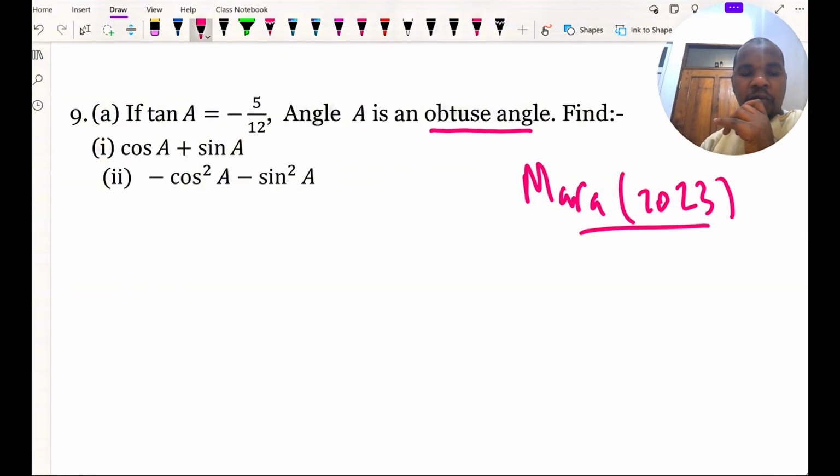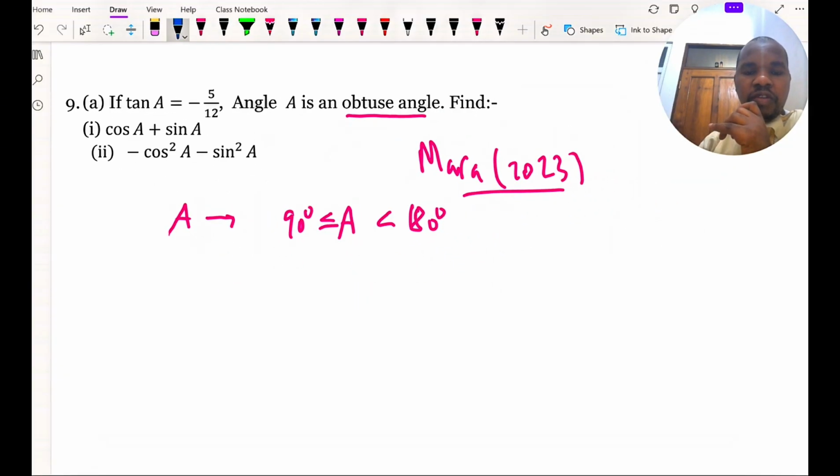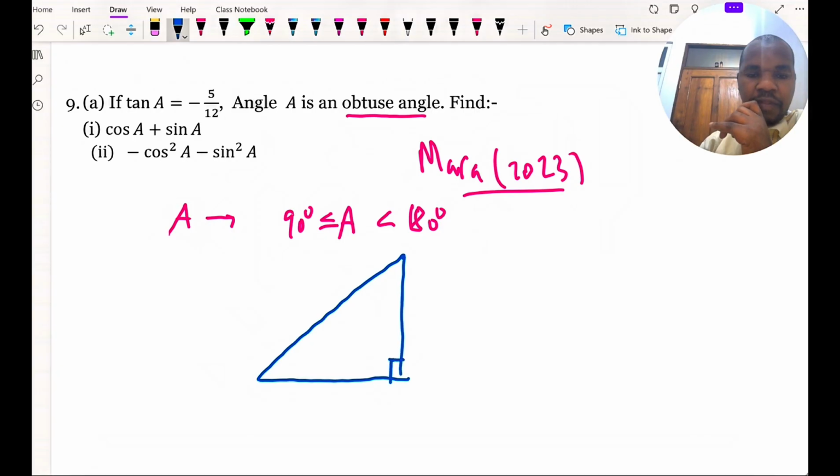The fact that A is an obtuse angle means A is an angle which is greater than 90 degrees but less than 180 degrees. So we are going to introduce here a right-angled triangle to be in the second quadrant.